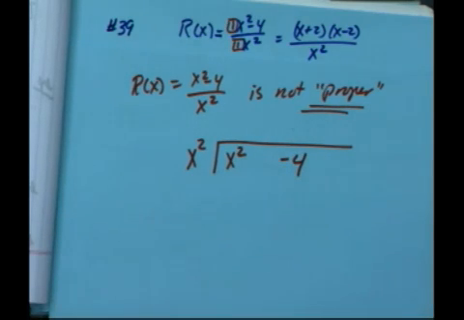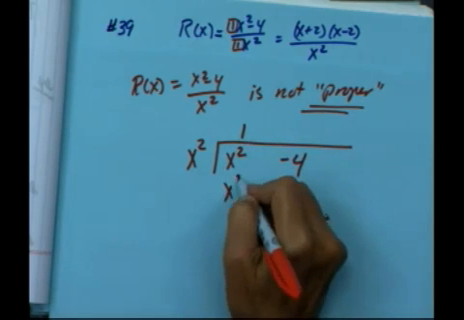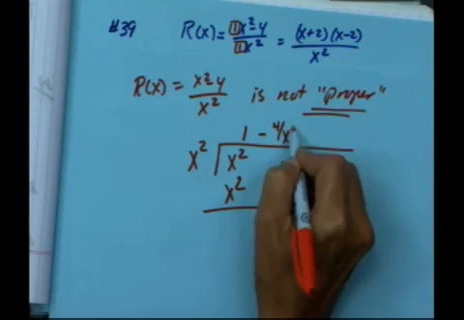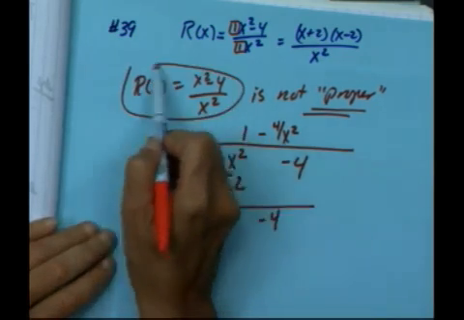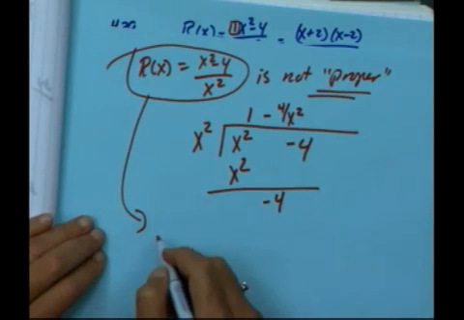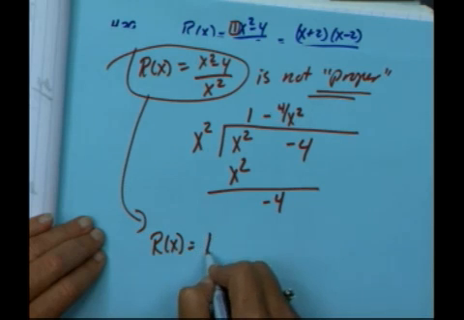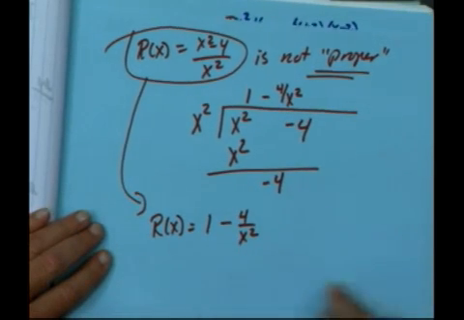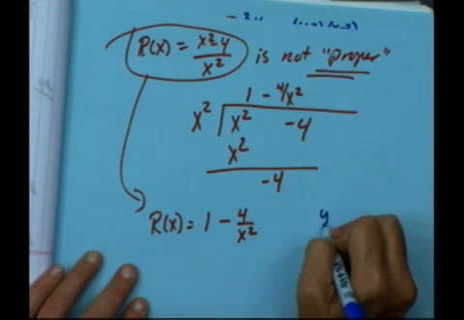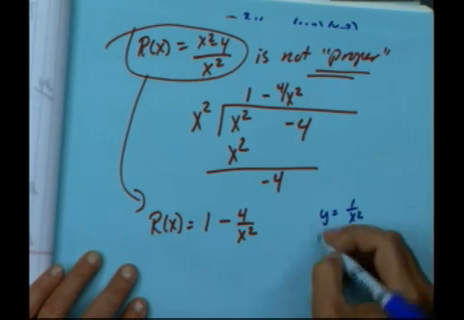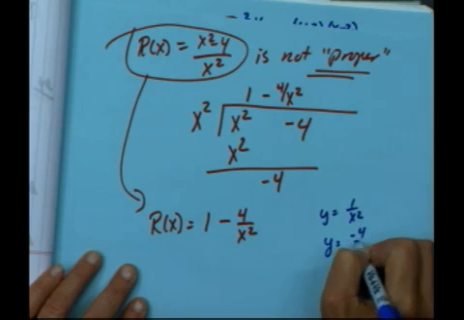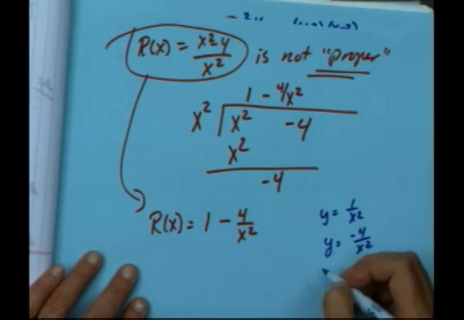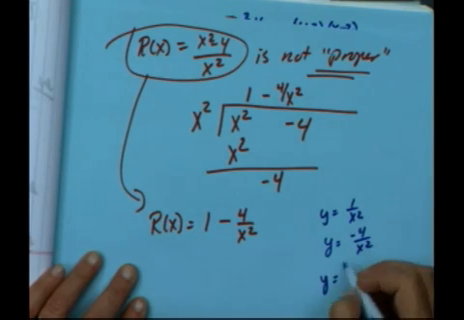Simplify by long division. X squared goes into x squared one time. And then we bring down the minus 4, and we get minus 4 over x squared. So this rational function, if you wanted to do transformations, is really the function r of x equals 1 minus 4 over x squared. So if you analyze this, it would look like your basic graph, y equals 1 over x squared. Then you would look at y equals minus 4 over x squared. With the minus 4, the y values are multiplied by negative 4, which is going to send it down. And then you would do a shift up of 1.